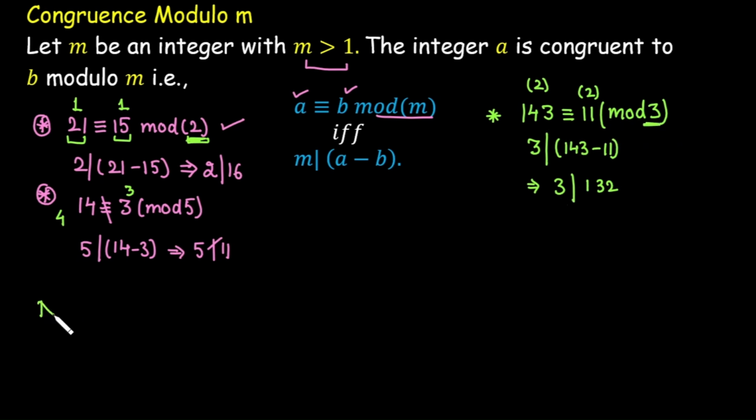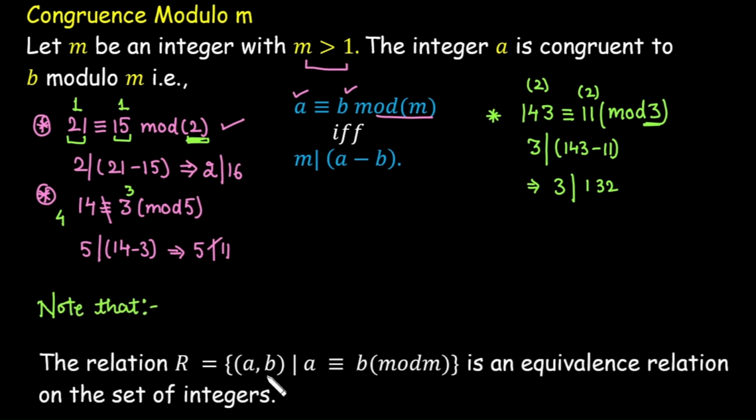Now note that the relation R, where we are taking the ordered pair (A, B) such that A is congruent to B mod M, is always an equivalence relation on the set of integers. The proof of the statement will be uploaded in upcoming videos. But here just remember that the congruence modulo M forms the equivalence relation over the set of integers. Let's take a brief overlook on why it is an equivalence relation.